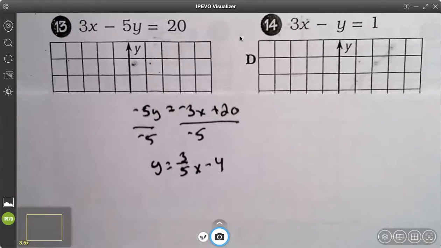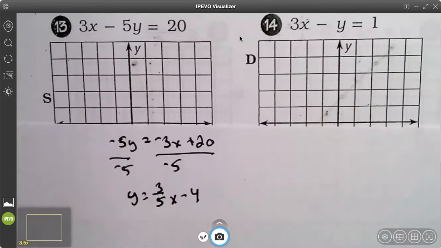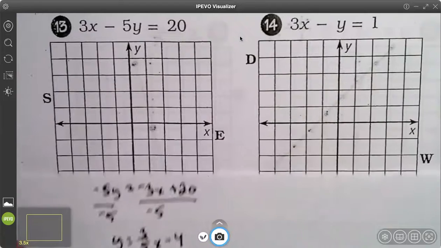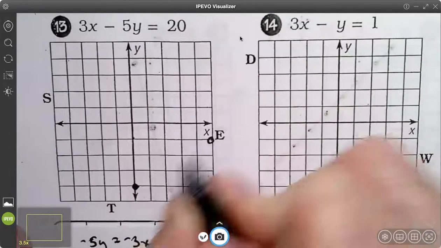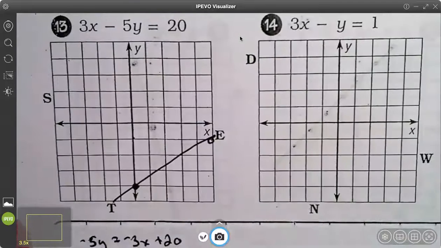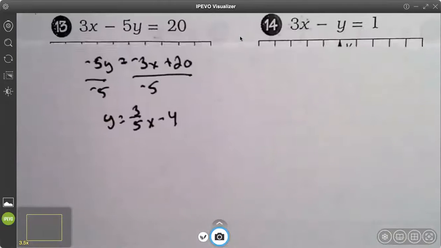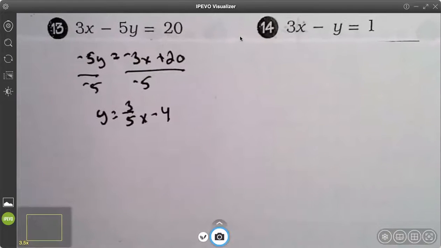So for me to graph that, y equals 3/5 x minus 4. Minus 4, rise 3, run 5. There's your line. Try number 14. Put it into slope-intercept form.